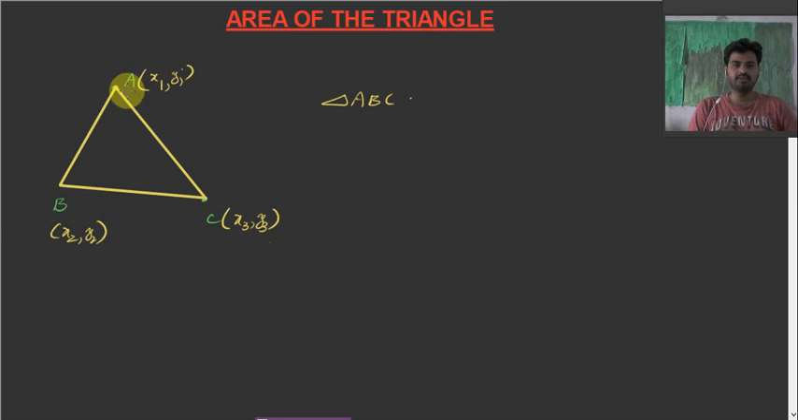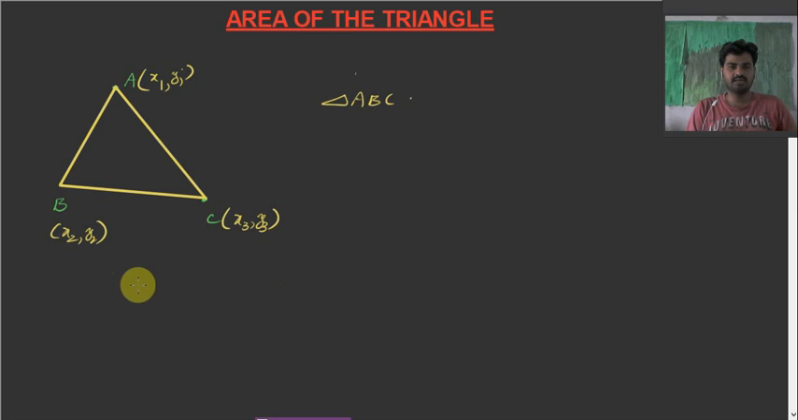To find the area of the triangle, we know that the formula is half into base into height. The half into base into height formula will be used when the base and altitude are given. But in this section the base and altitude are not given. So what will be given here? The vertices of the triangle will be given. Then how can you write the area of the triangle?